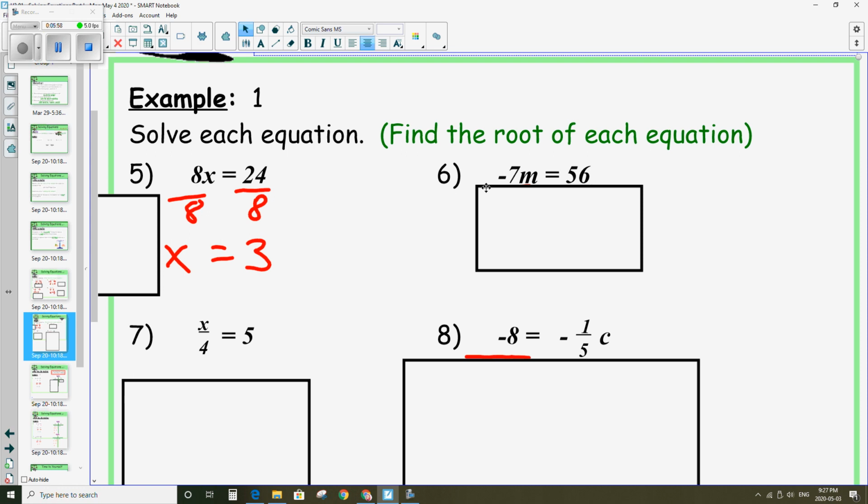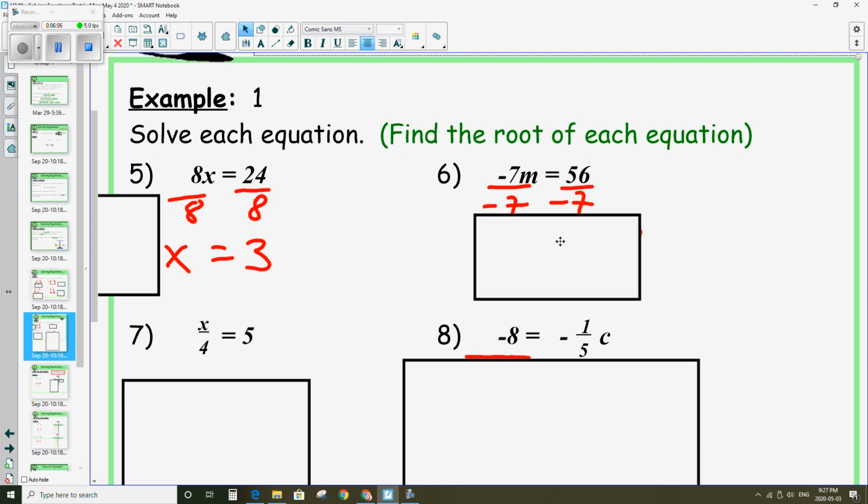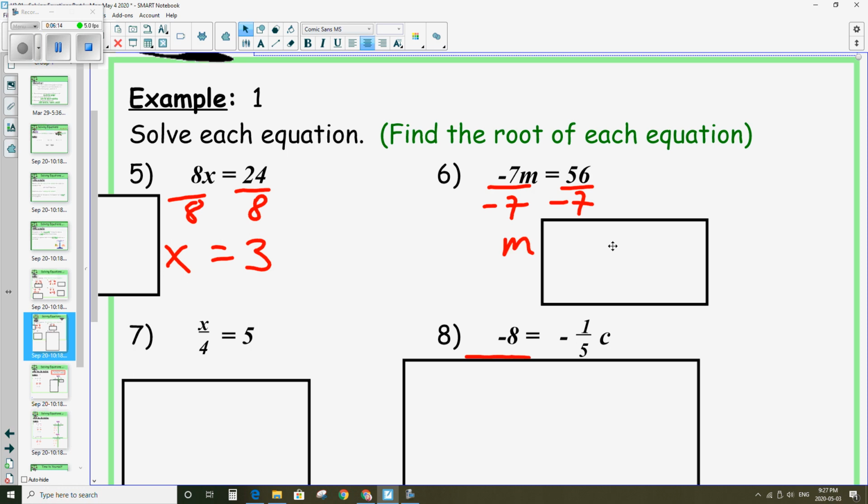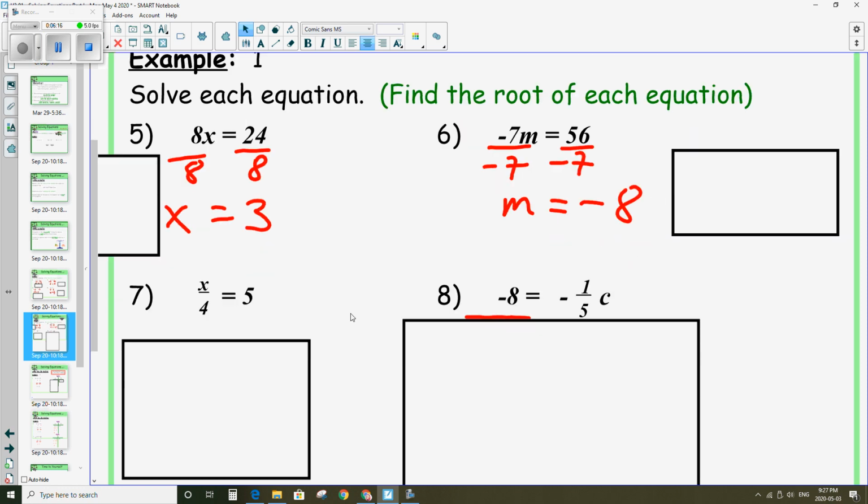Number 6. Negative 7 times m is equal to 56. Divide both sides by negative 7. Right? Negative 7 divided by negative 7 is 1, or just the m. And then on the right-hand side, 56 divided by negative 7 is negative 8.